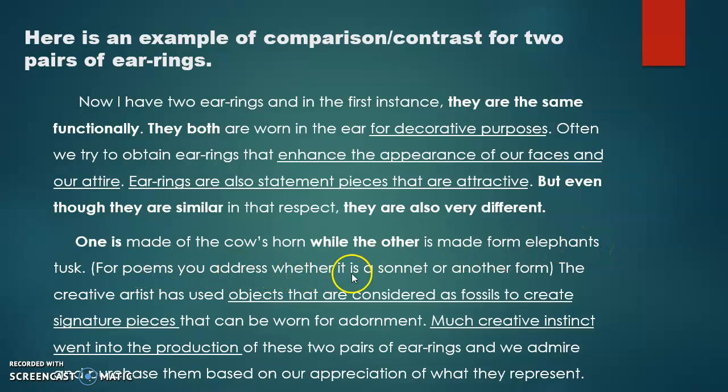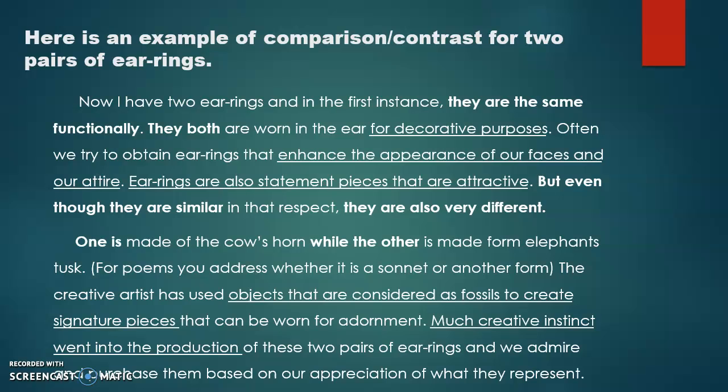For the poems, you address whether it's a sonnet or if it's another form used in the poem. The creative artist has used objects that are considered as fossils. And I'm talking about my earrings. I go to the raw material now. Has used objects that are considered as fossils to create signature pieces. Signature pieces, it's a value judgment I'm placing on it. And no two persons are going to come up with the same value judgment. Unless you're saying, yes, it's good.